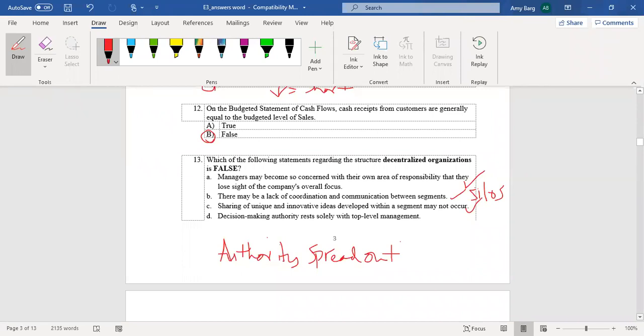Decision-making authority rests solely with the top-level management. Well, that's false. Decision-making authority gets spread out. It's not just top-level management that gets to make decisions. So 13D is false.